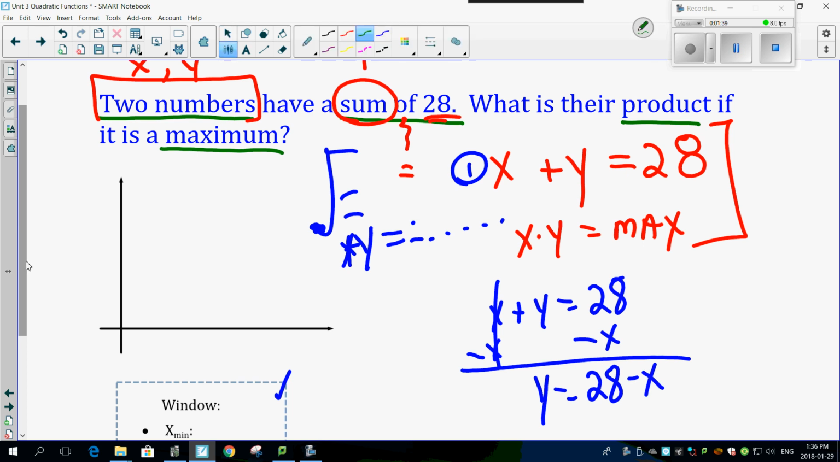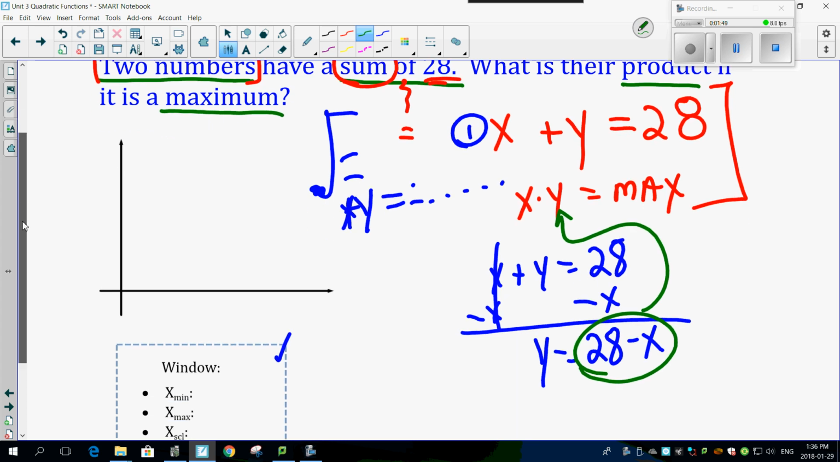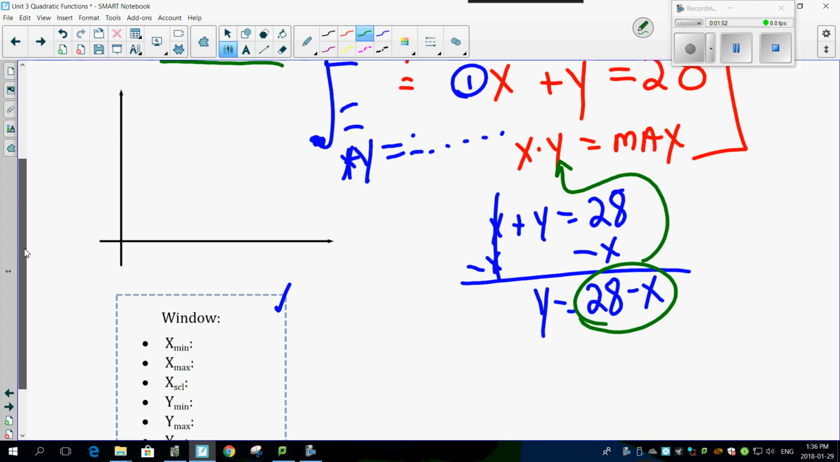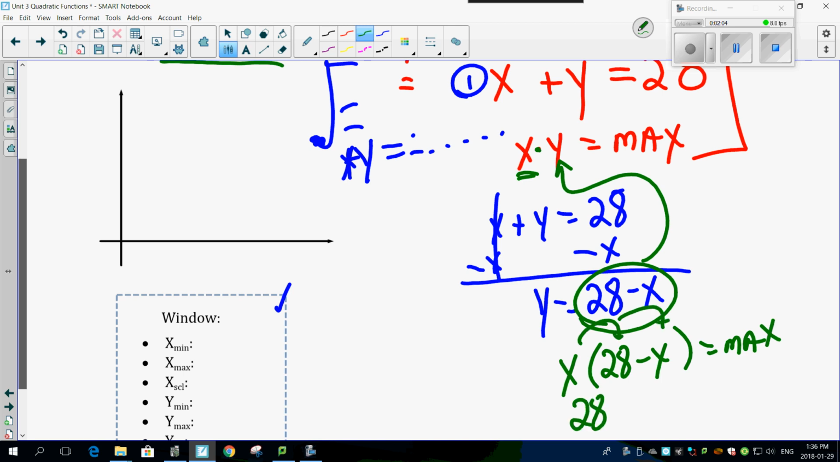Now, take this guy right here, because it's y equals, systems of equations means to substitute into there. So you're going to substitute in x times your substitute. There's your x times 28 minus x, and that's got to give you your max. And check this out: 28x minus x squared has to be a max. Now, how do you know it's a max? Very simple. That's a negative. Negative means it's opening downwards. You're going to get a maximum.